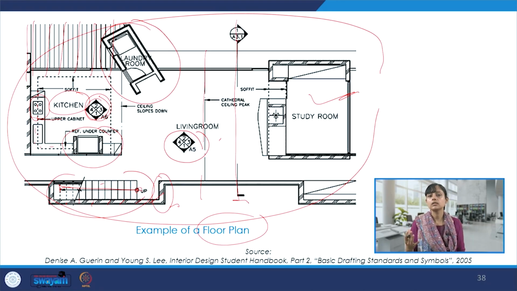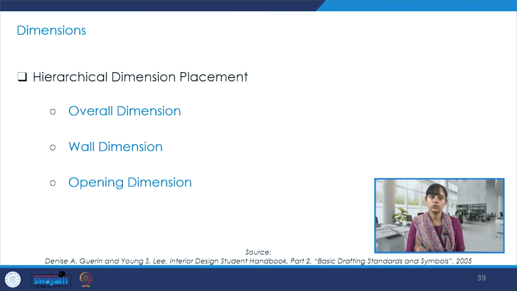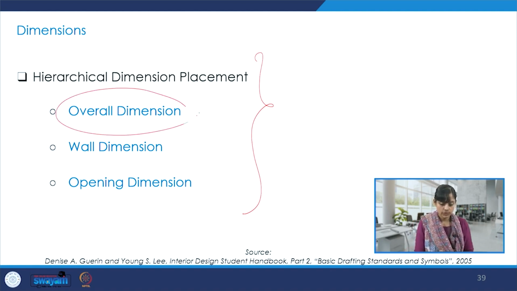So it's all in the notation, it's all in the drawings. And line drawings are very important for execution on the site. Only views will not help, of course. We have to talk about the material, specification, finish, dimension, scale, joinery, everything. If we talk about dimensions, within that there is also a hierarchical placement. There is an overall dimensioning, then wall dimensioning, and then the dimensioning of the openings.